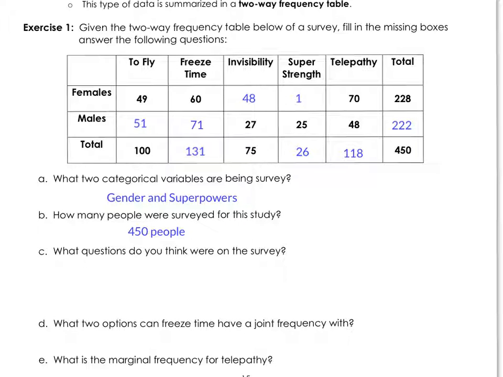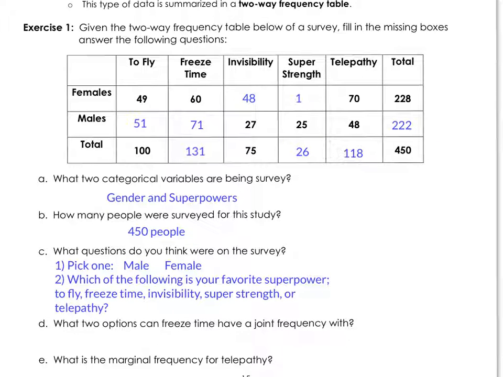What questions do we think were on the survey? Well, I'm assuming that it was something to choose either male or female, and then to choose one of the following superpowers. So I just wrote them out like they would be on a survey. Pick one, male, female. Which of the following is your favorite superpower? To fly, freeze time, invisibility, super strength, or telepathy?